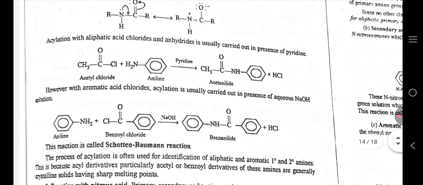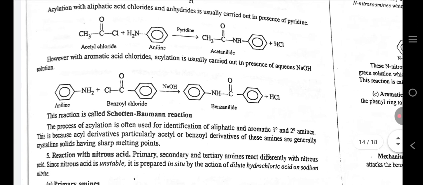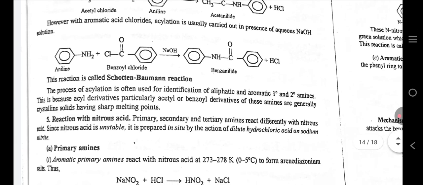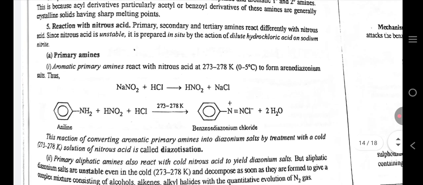Acylation with aliphatic acid chlorides and anhydrides is usually carried out in presence of pyridine. However, with aromatic acid chlorides, acylation is usually carried out in presence of aqueous NaOH solution. This reaction is called Schotten-Baumann reaction. The process of acylation is often used for identification of aliphatic and aromatic primary and secondary amines. This is because acyl derivatives, particularly acetyl or benzoyl derivatives of these amines, are generally crystalline solids having sharp melting or boiling points.